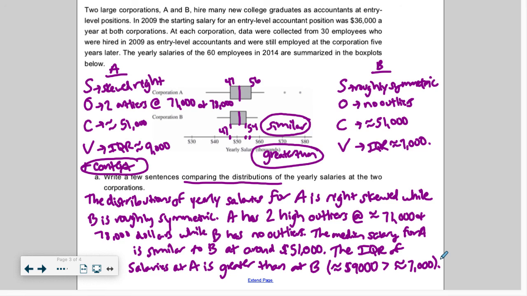As I said earlier, we don't want to just list everything for A, list everything for B, and think we're done. We have to actively compare them to each other. All right, now I know that's a lot because it's really twice as much work because you're looking at two different graphs, but there's one more example for us to go through, and then you should be good to practice on your own.